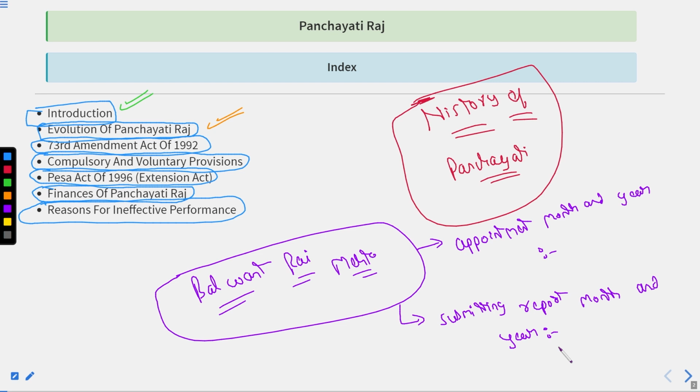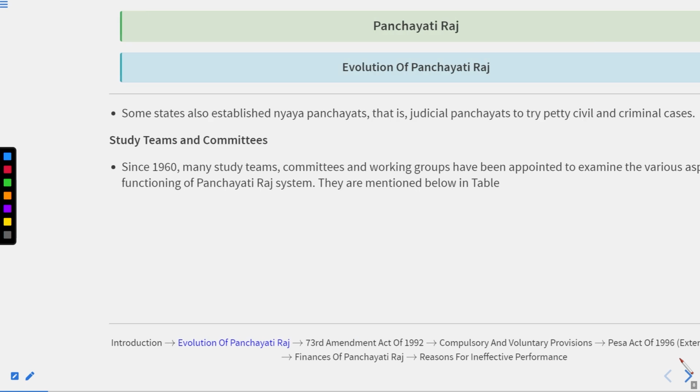The time's up. So if we talk about the appointment month and the year, the appointment was made in the month of January 1957. The submitting report month and year was November 1957. So remember these dates.